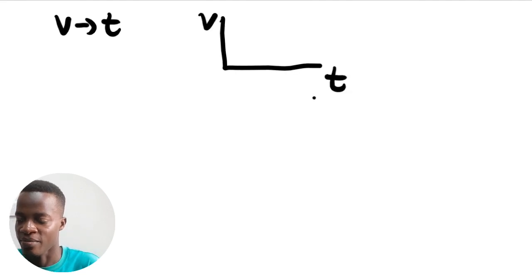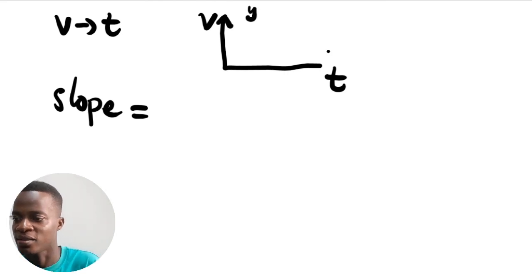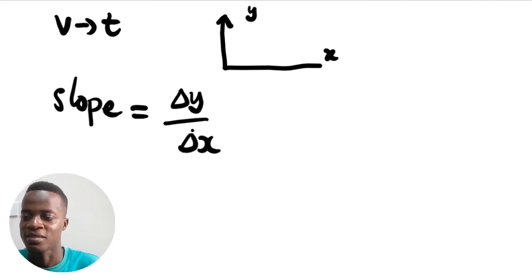Velocity and time. The slope is equal to the change in y. Usually on a general axis, this is y, this is x. Let me clean the t and v for now. On every graph of axis with two dimensions, slope is equal to the change in y over the change in x. That is generally for every graph.